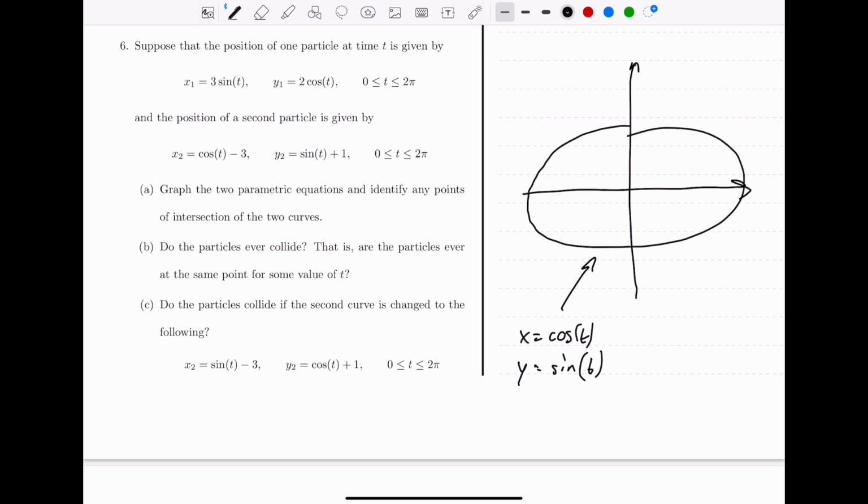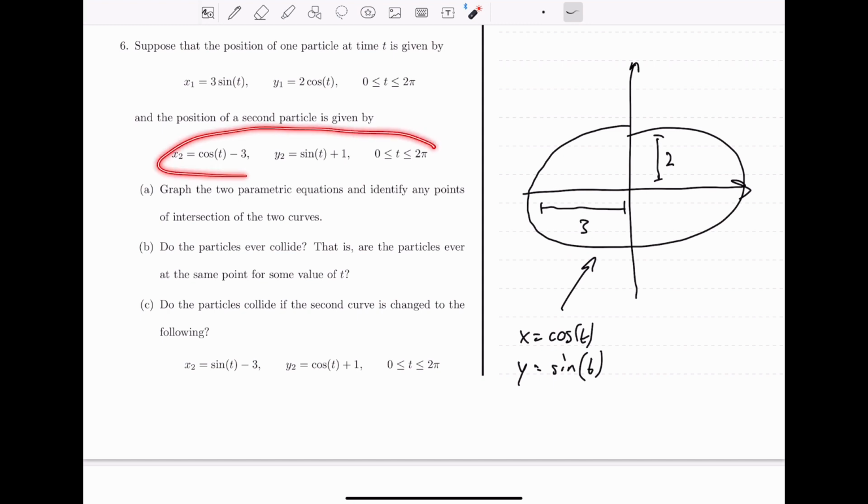Not a very great picture, but something like that. It's stretched 2 vertically, and it's stretched 3 horizontally. That's what the graph looks like for the first parametric equations. What about the second parametric equations?